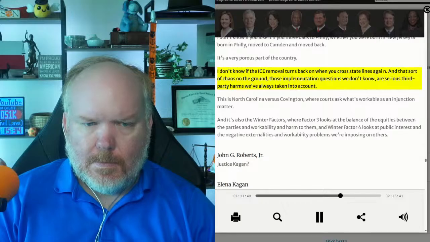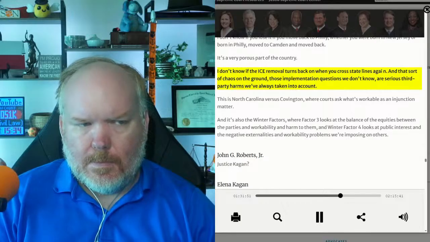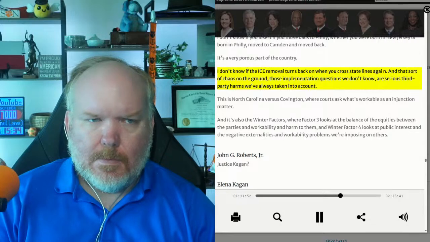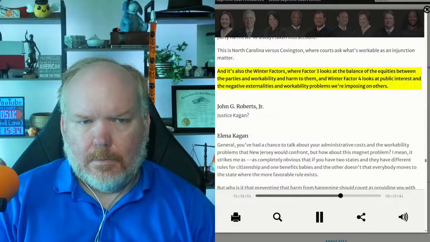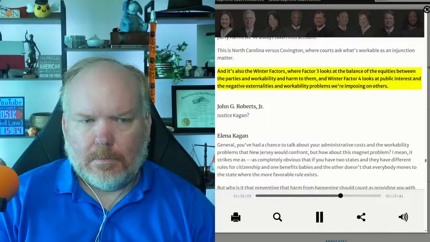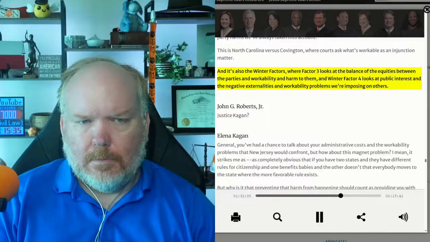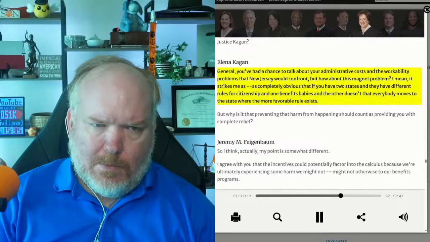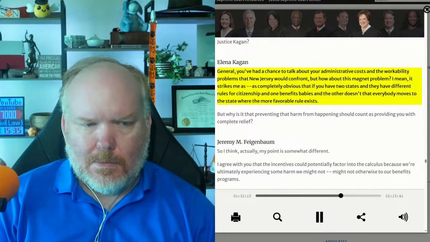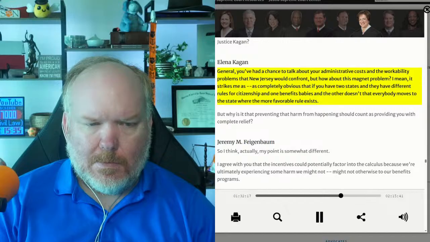And that sort of chaos on the ground, those implementation questions we don't know, are serious third-party harms we've always taken into account. This is North Carolina versus Covington, where courts ask what's workable as an injunction matter, and it's also the Winter factors, where factor 3 looks at the balance of the equities between the parties and workability and harm to them, and Winter factor 4 looks at public interest and the negative externalities and workability problems we're imposing on others.